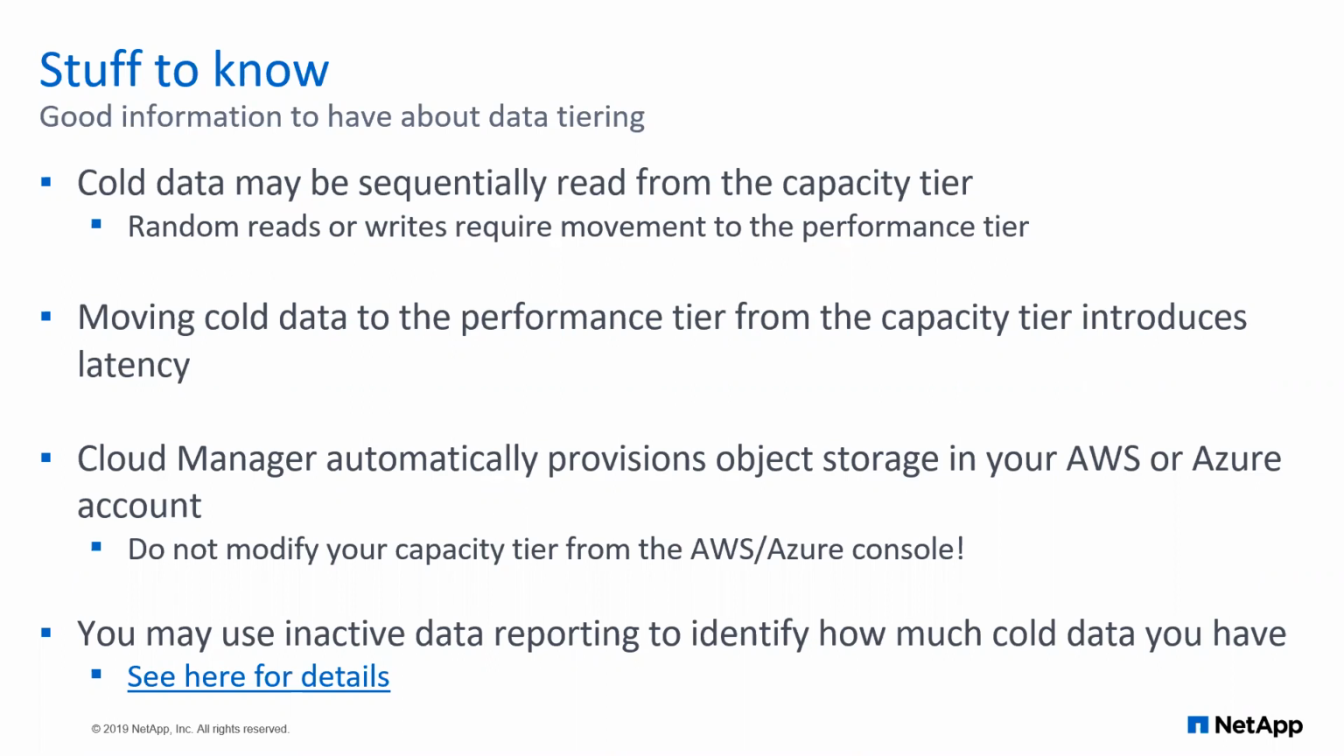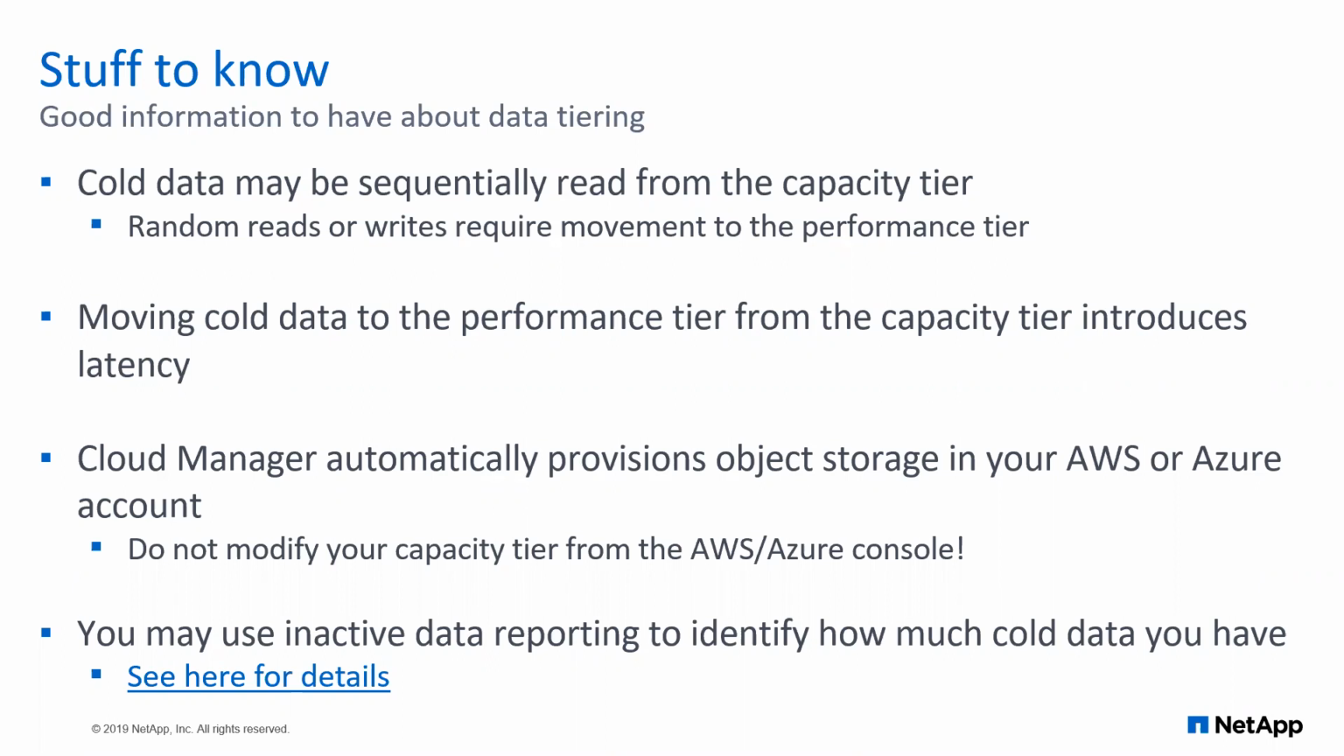And I said this earlier, but do keep in mind some latency will be introduced when you're moving data to the performance tier from the capacity tier. That's just kind of part of it. We have to move the data. It's not as fast as the data already being there. So do keep that in mind. Any workloads where even like a fraction of a millisecond of additional latency is unacceptable, probably not the best candidate for data tiering.